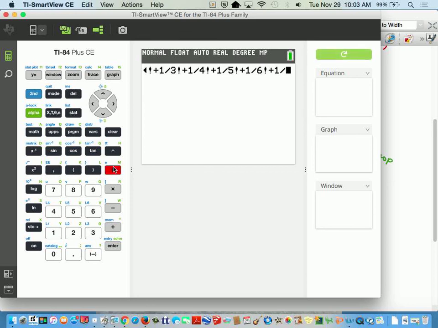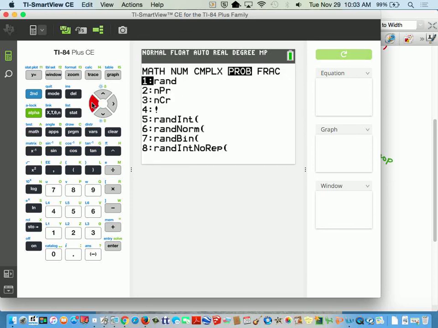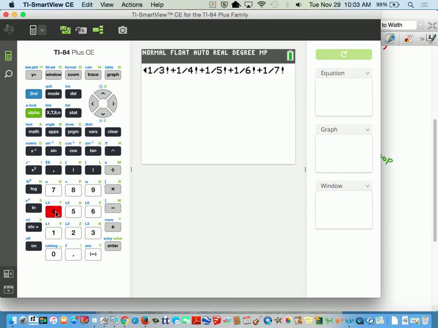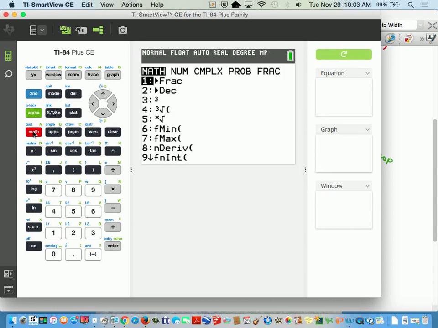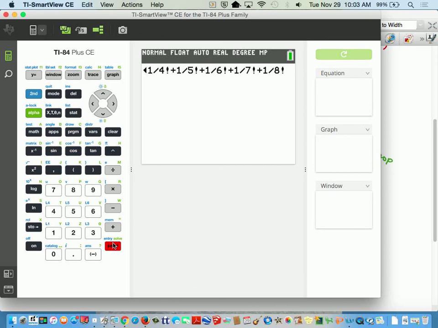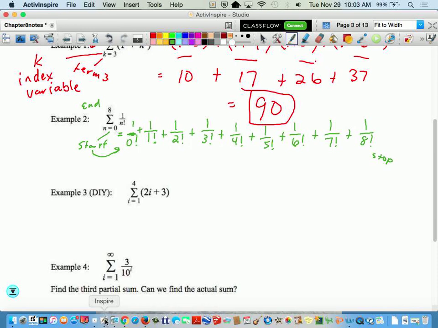Plus 1 divided by 7 factorial plus 1 divided by 8. So when you hit that 8, we're going from 0 to 8. We're done. And when you hit enter, you get 2.71827, which is pretty close to the approximation for e. So you get something like 2.718278, getting close to the approximation for e.